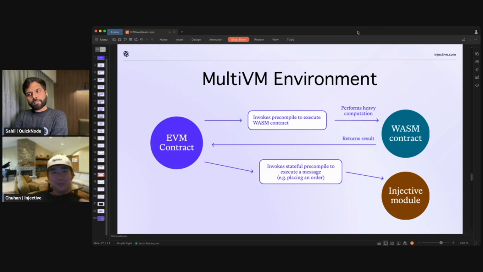Your users will not need to worry about the latency and the very high gas fee, because Injective has almost zero gas fee for your user. To have multi-VM support in Injective is a win-win situation for both developers and our chain.